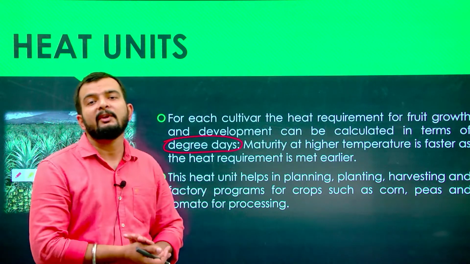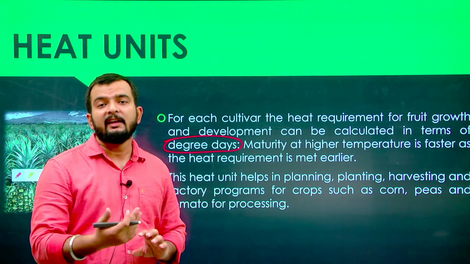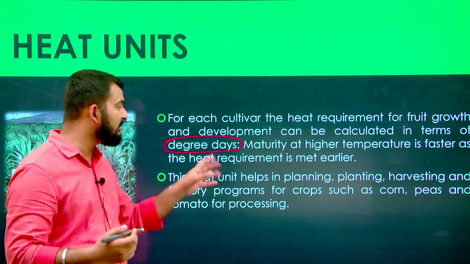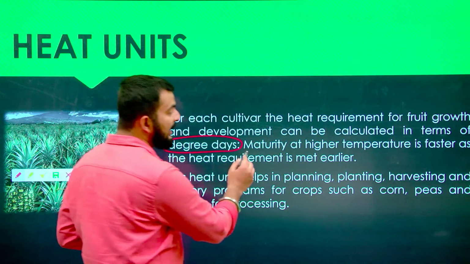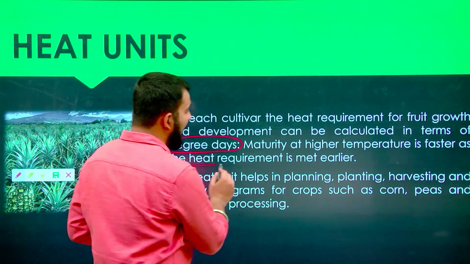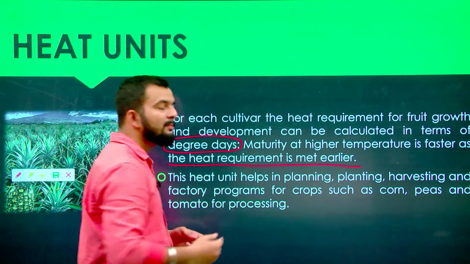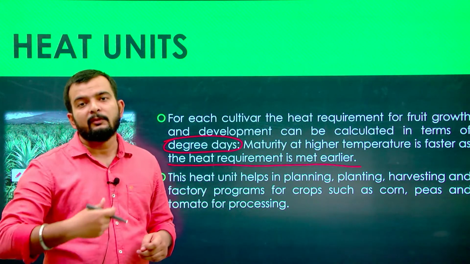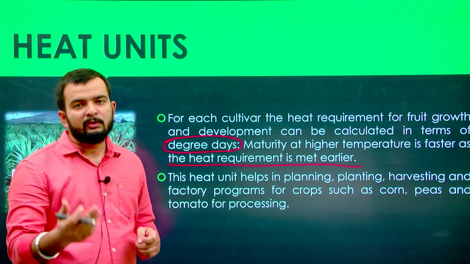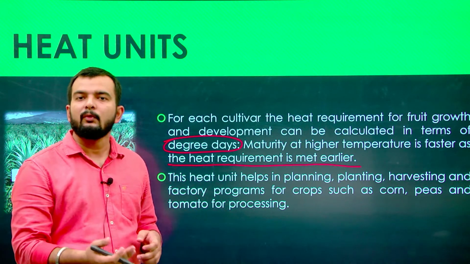So if the average temperature is 35 degrees, in 10 days it will be 350 degree days Celsius. Now maturity at a higher temperature is faster, as the heat requirement is met earlier. Now suppose a banana requires 2500 degree days for ripening.